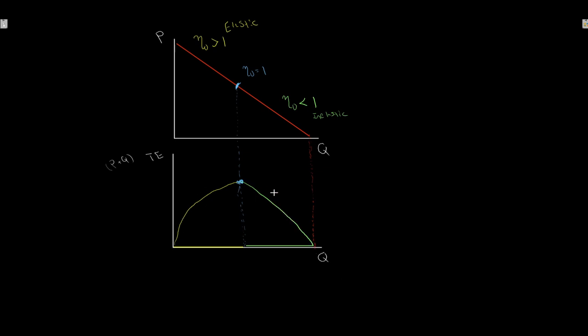Like such. Should be symmetric, right? I'm freehanding. It's not perfectly symmetric, but we would have that relationship between quantity and total expenditure, such that this relationship is entirely driven by the elasticity of our demand curve.